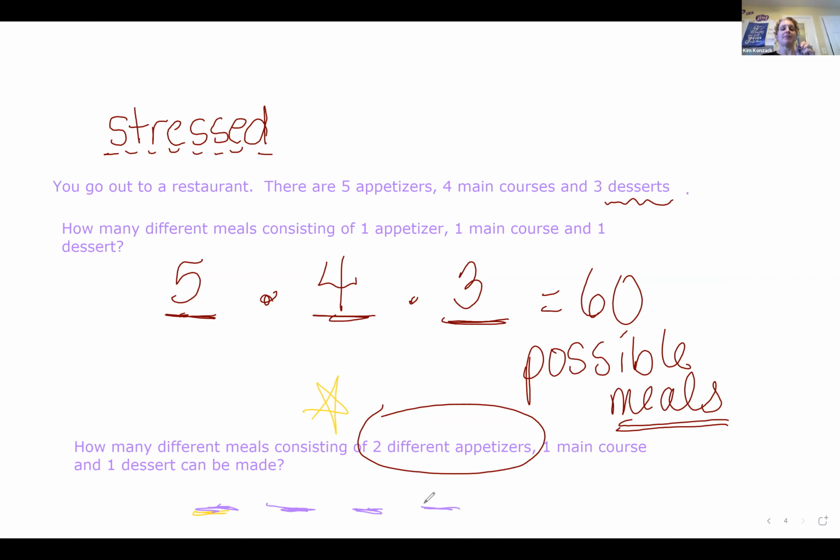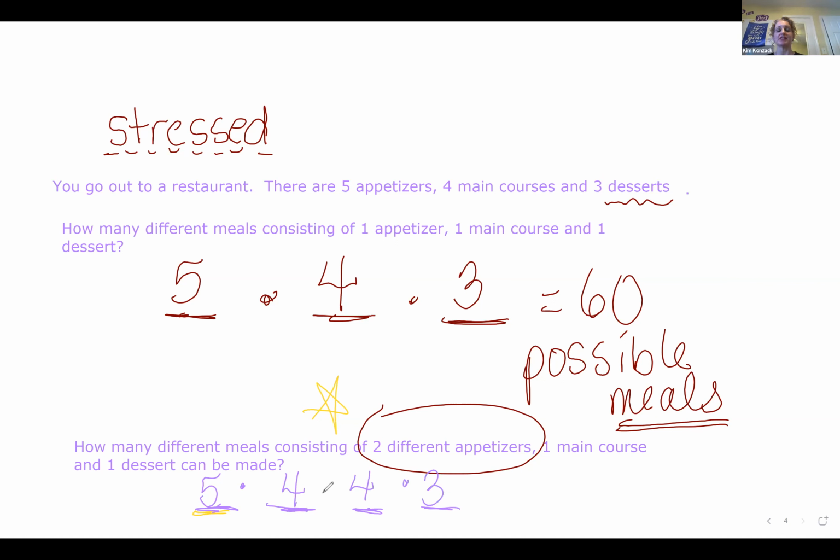Okay, so how many appetizers for the first, can I pick first? So 5. But then I can't pick the same appetizer twice. So let's say I pick mozzarella sticks. I have to pick something else. 4 possibilities left because I took away the mozzarella sticks. Okay, so those are the 2 appetizers. Then a main course, I go back to 4. This is the main course, 4 main courses, and 3 desserts.